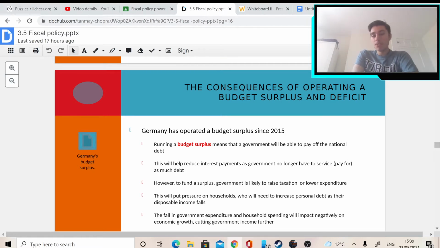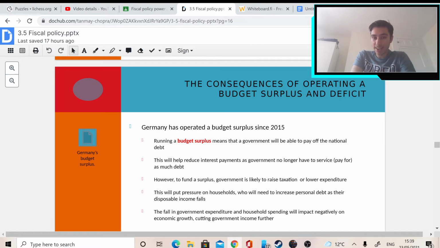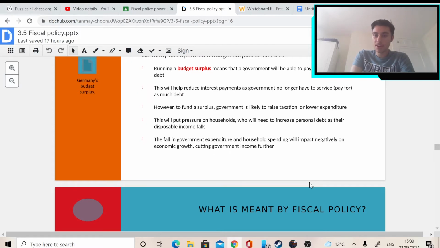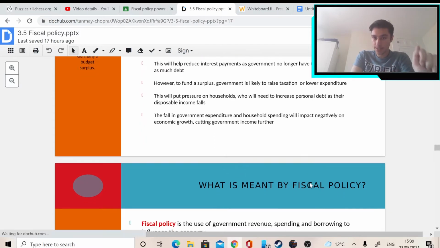This will put pressure on households who need to increase personal debt as their disposable income falls. Yeah, because taxes rise, you need to pay more. Your disposable income is the money that you can actually afford to spend. The fall in government expenditure and household spending will impact negatively on economic growth, cutting government income further, and then they would have to tend towards budget deficit.